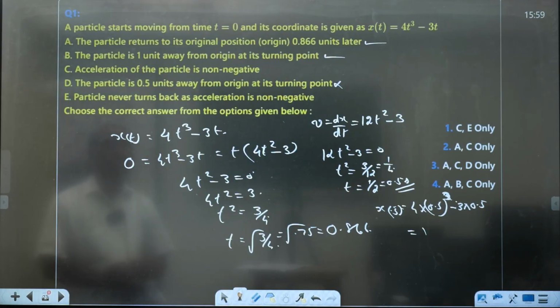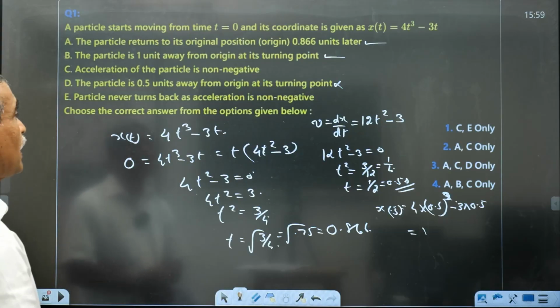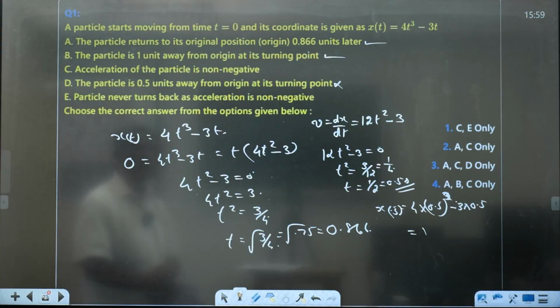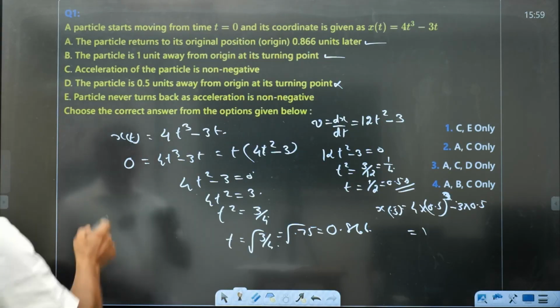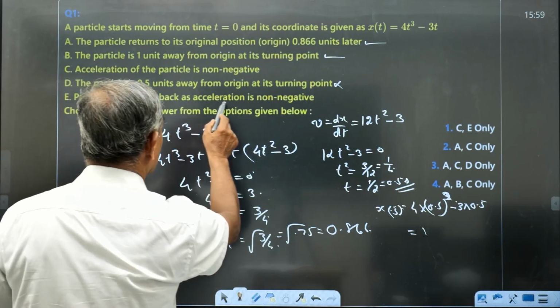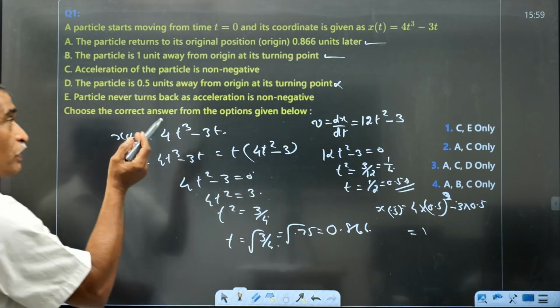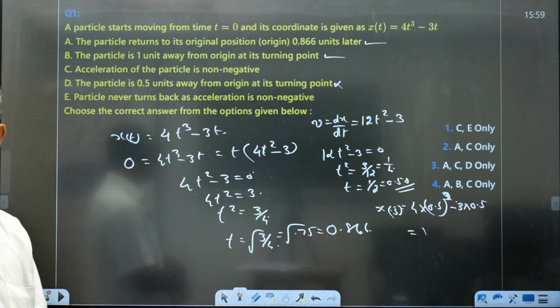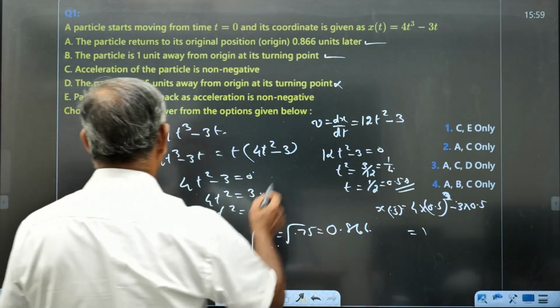Acceleration of the particle is non-negative. Next one: particle never turns back as acceleration is non-negative. We found that there is a position from where the body returned. And therefore, definitely this statement is wrong.